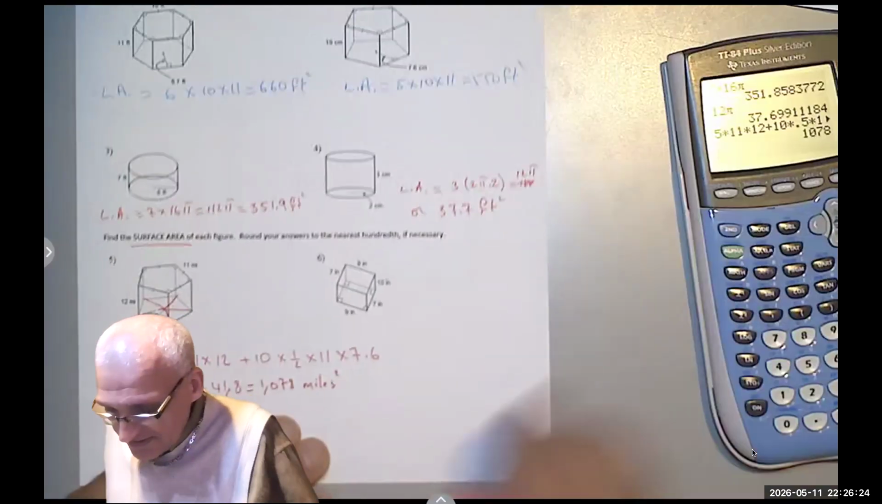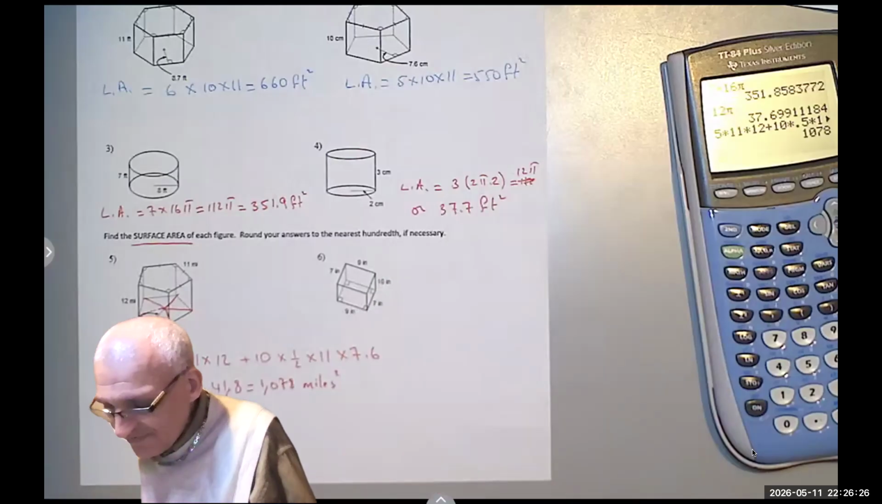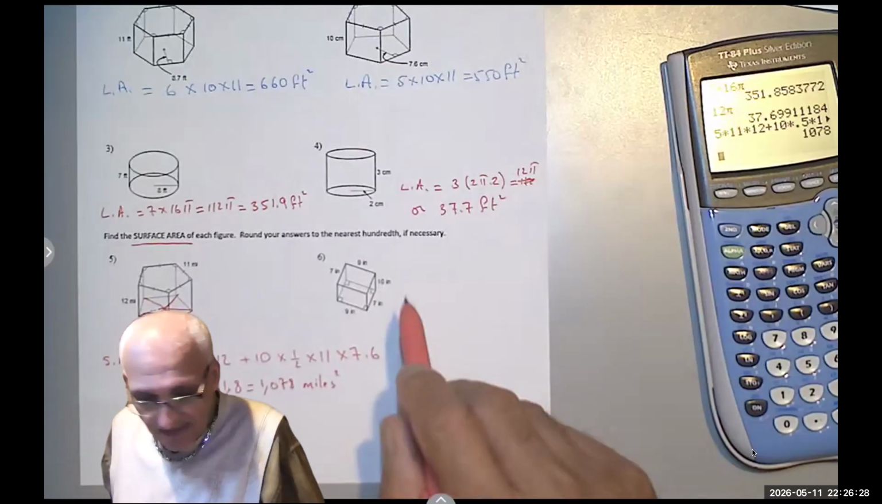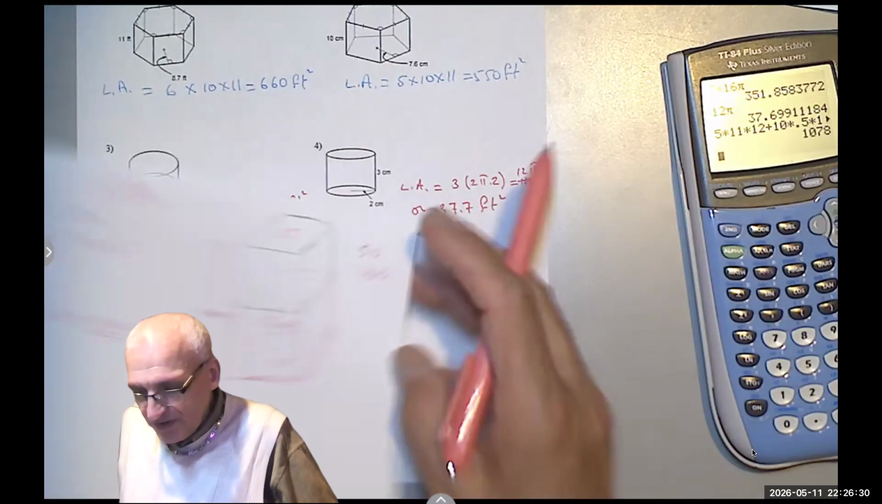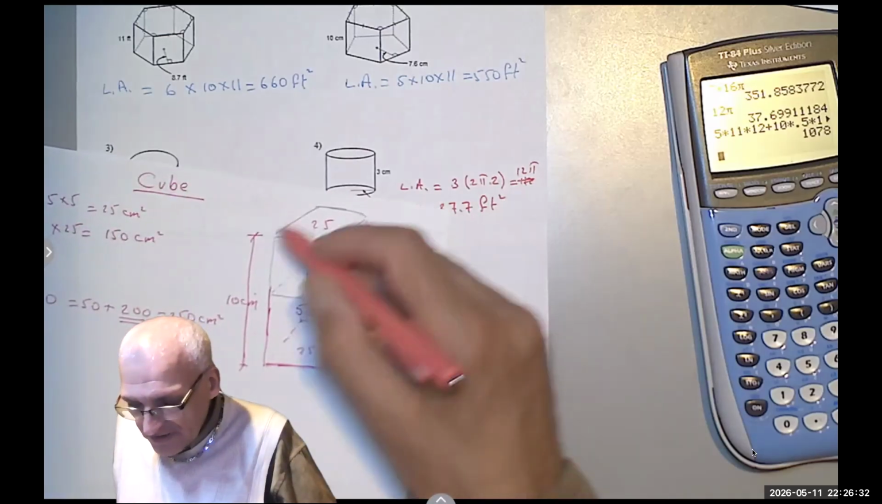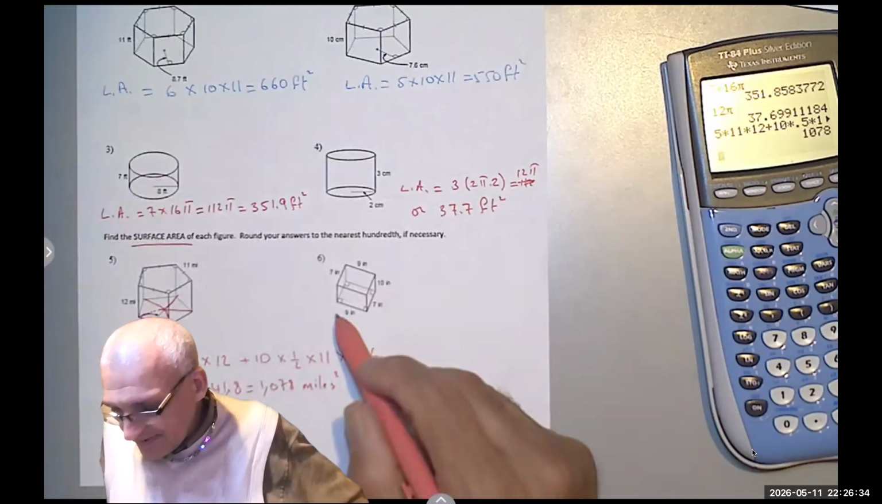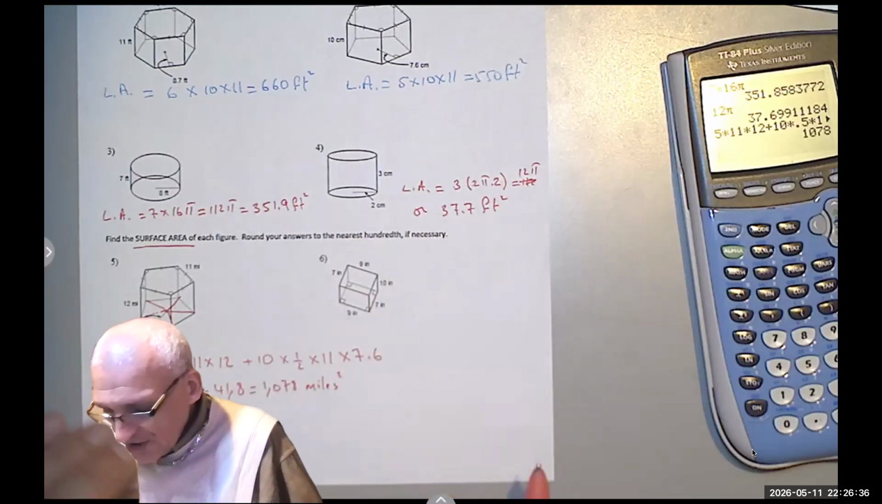And finally, on this page, I have a rectangular prism. So that's not the same as what we did here, because here the base was 5 by 5, but here the base is 9 times 7. So let's see.